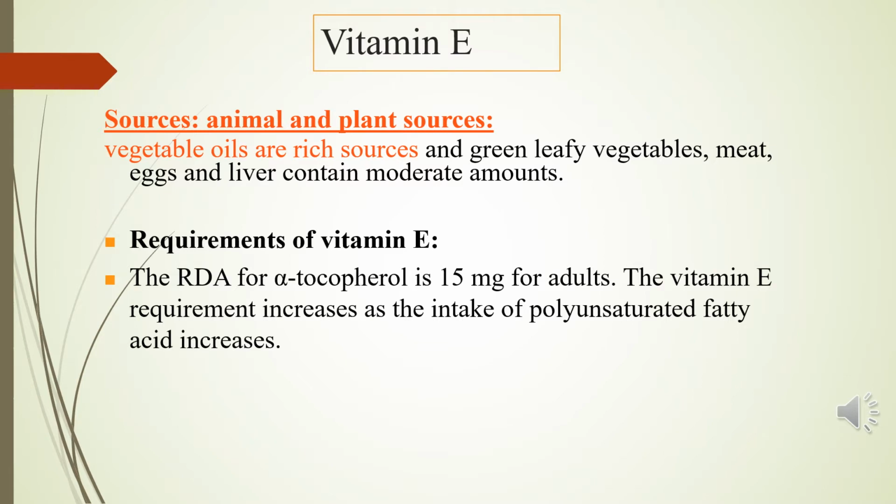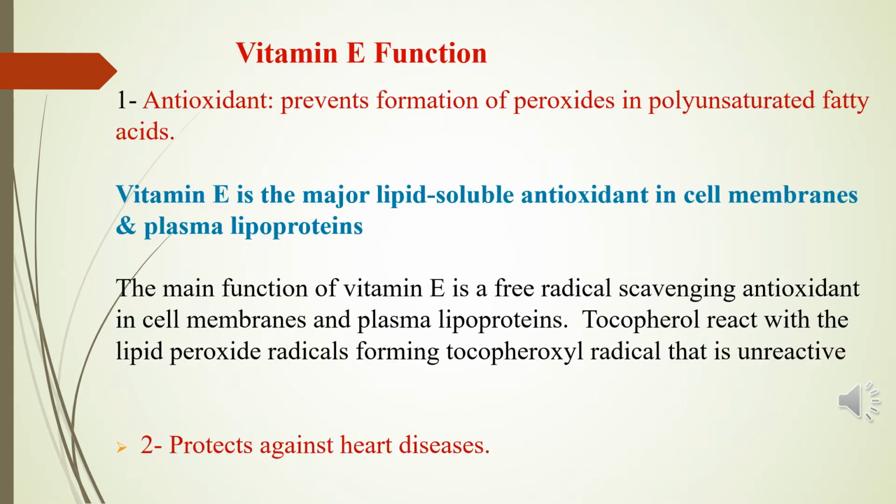The daily allowance of alpha tocopherol of vitamin E is about 15 milligrams for adults, and the requirements of the vitamin, as with other vitamins, increase, but in the case of vitamin E, it increases with increased intake of polyunsaturated fatty acids. The functions of vitamin E: it has an antioxidant function as it prevents the formation of peroxides in polyunsaturated fatty acids.